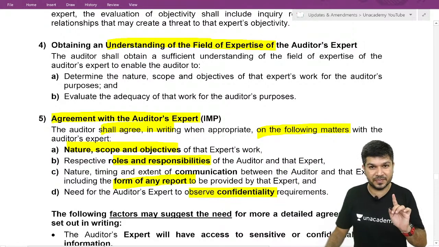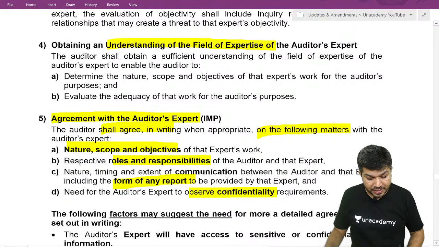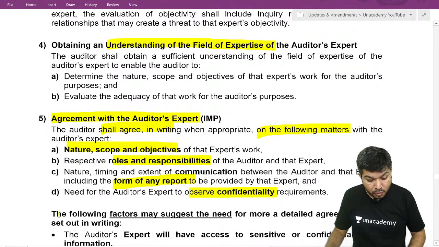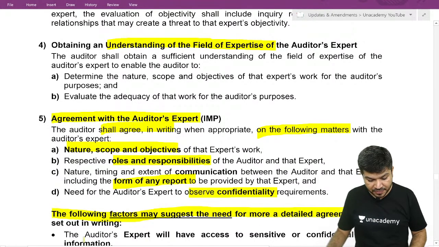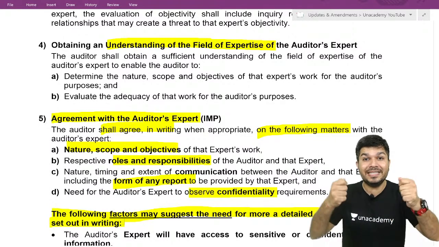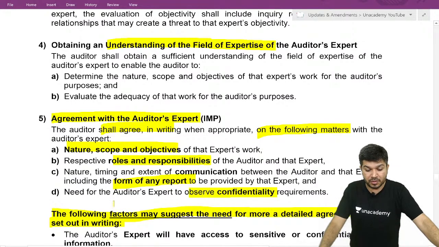Now pay attention. What is the next question they are telling? The following factors suggest a need for a more detailed agreement. Now if question comes, it's always better to have an agreement with the expert. Which are the factors which suggest a need to have a more detailed agreement? This is the answer.